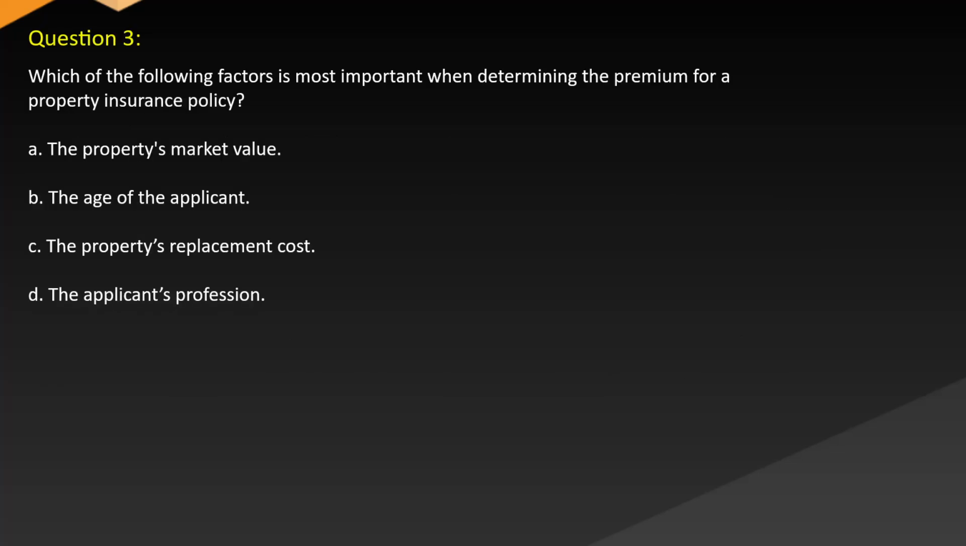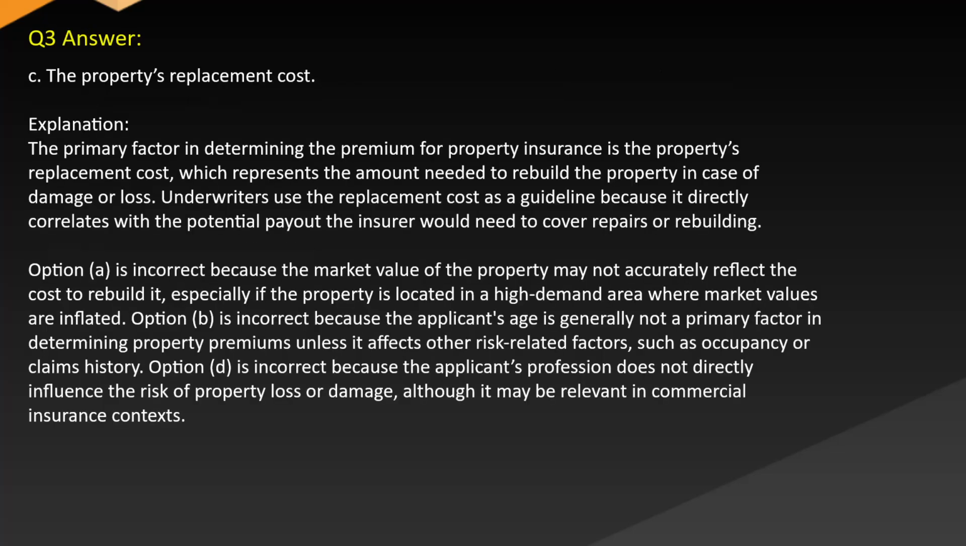Question 3. Which of the following factors is most important when determining the premium for a property insurance policy? A. The property's market value. B. The age of the applicant. C. The property's replacement cost. D. The applicant's profession. Answer C. The property's replacement cost.